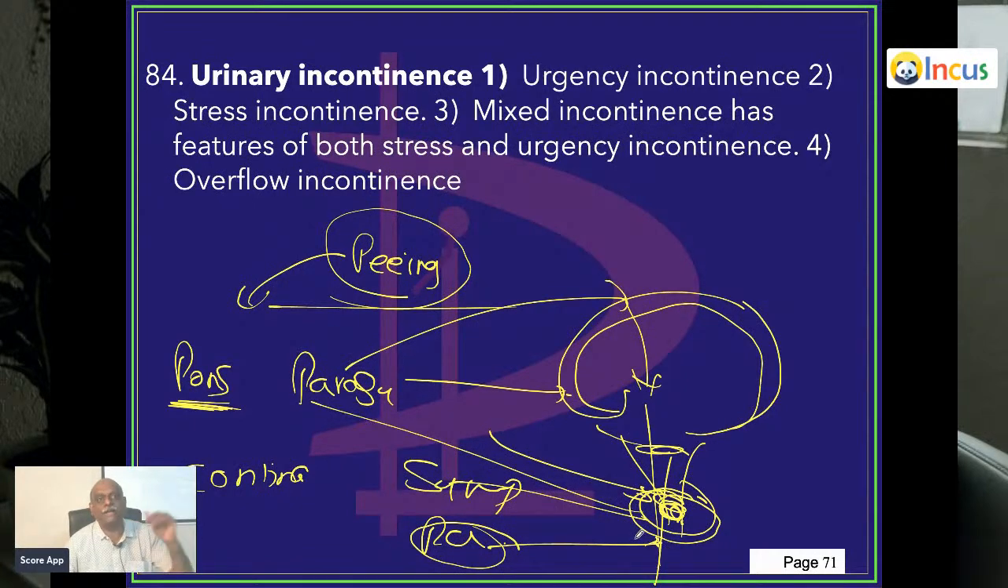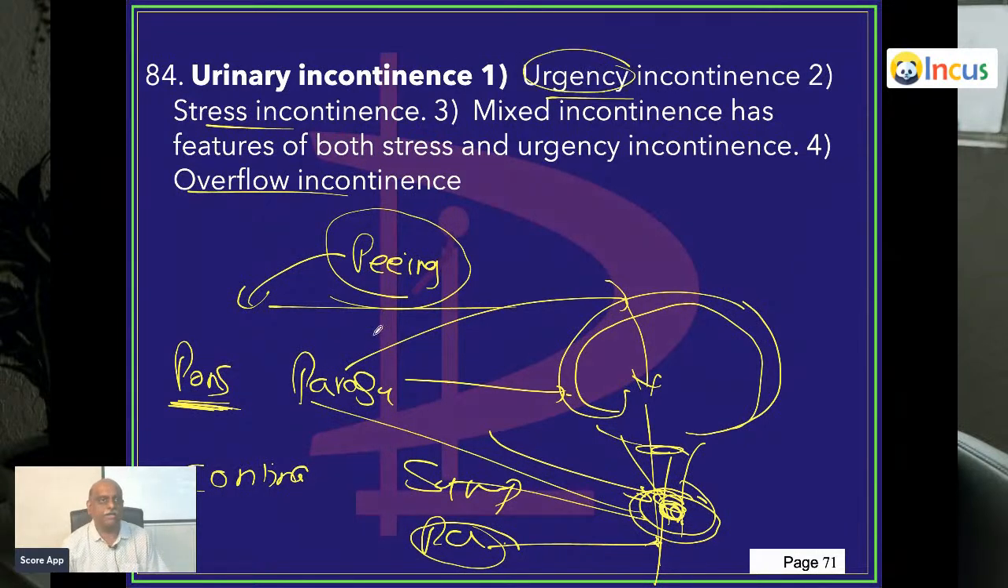Now, how many types of incontinence? That means the patient is peeing without his control, which is incontinence. Urge incontinence, stress incontinence, and overflow incontinence are the three types of incontinence.